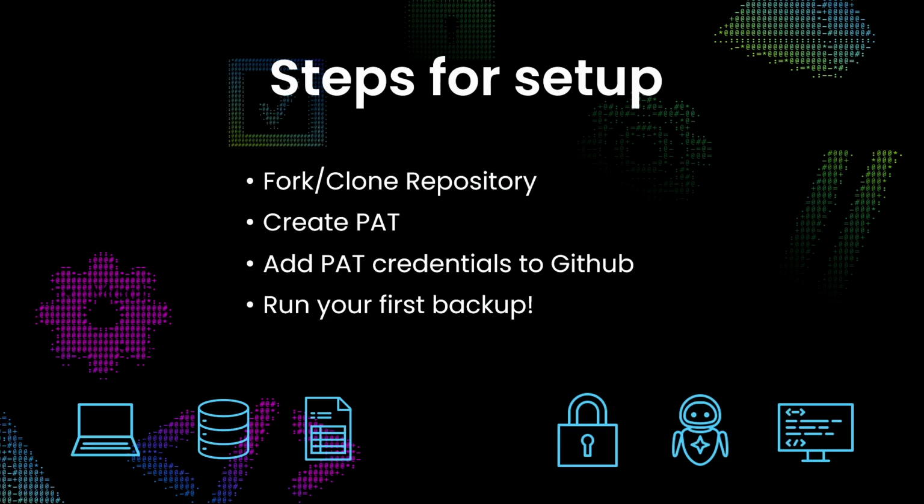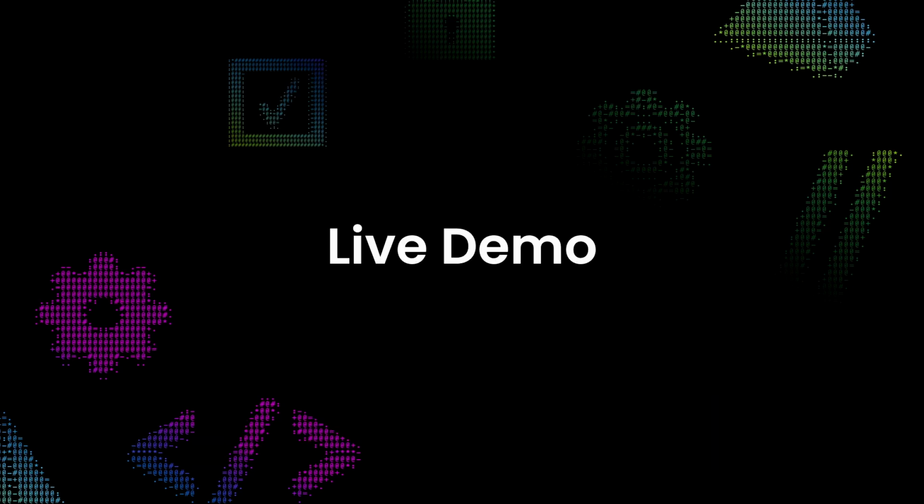All right, so I'm going to go over this live in a minute, but this is what I wanted to highlight right now as the steps for setup. It's extremely easy. You just fork the repository or clone it, however you feel more comfortable. You create your personal access token specifically for this environment. You add it into GitHub, and you are ready to go. That is it. So I'm going to show that in a little bit.